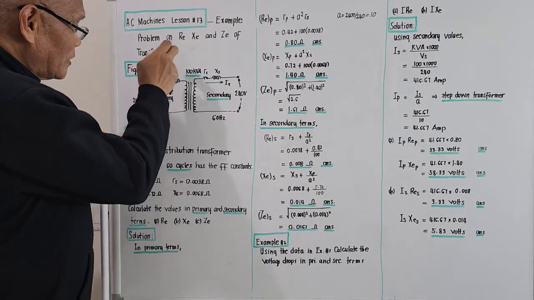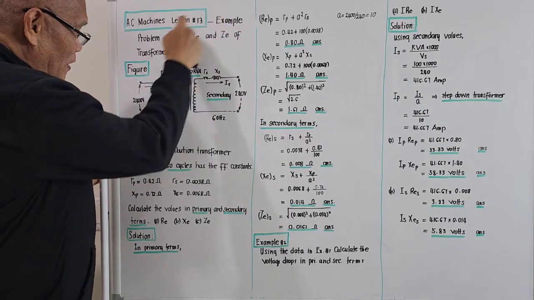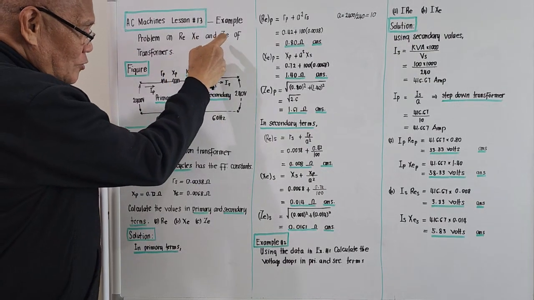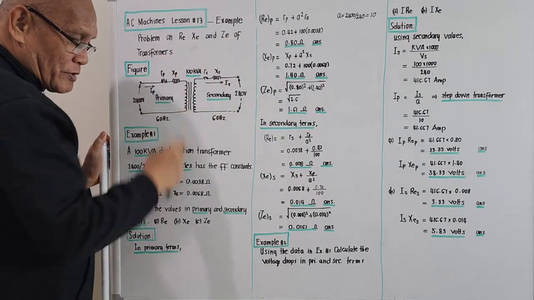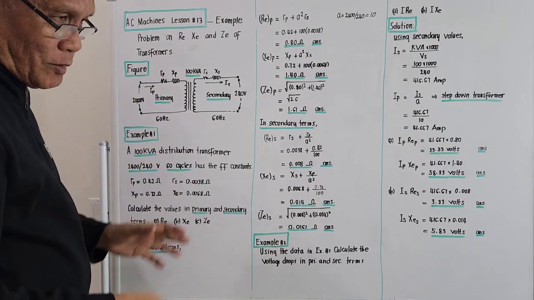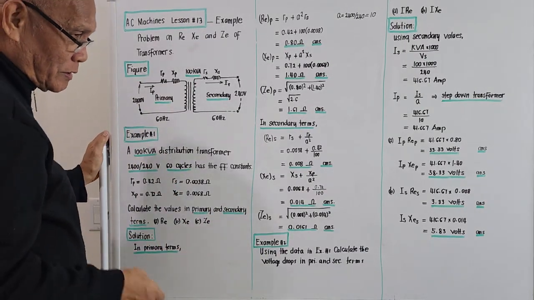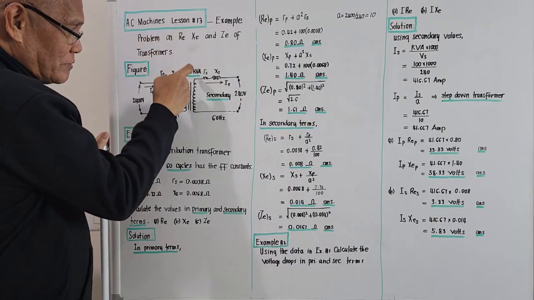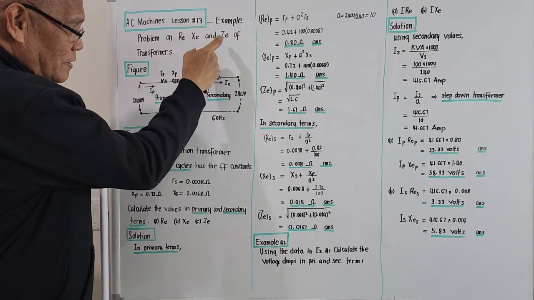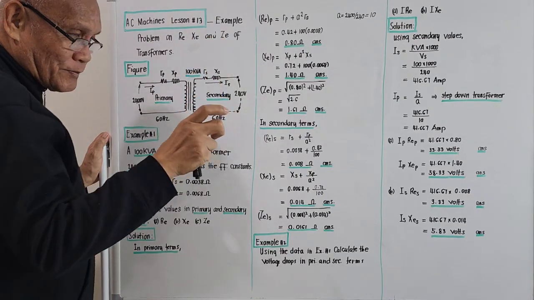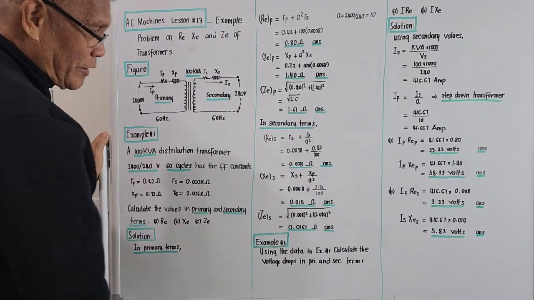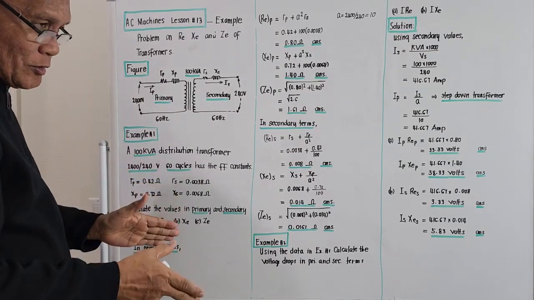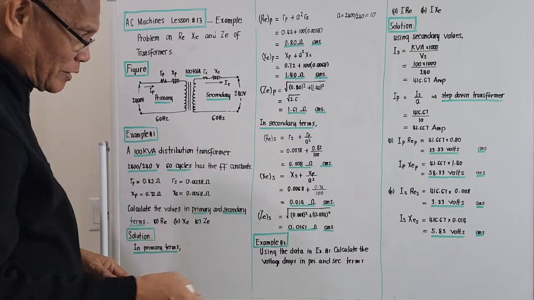The title of the topic will be example problem on RE, XE, Z sub E of transformers. Meaning it will be a problem involving the computation of the so-called equivalent resistance, equivalent reactance, and equivalent impedance for transformers. I will try to give you a figure. The figure is actually the figure of the problem I will be discussing for this morning.